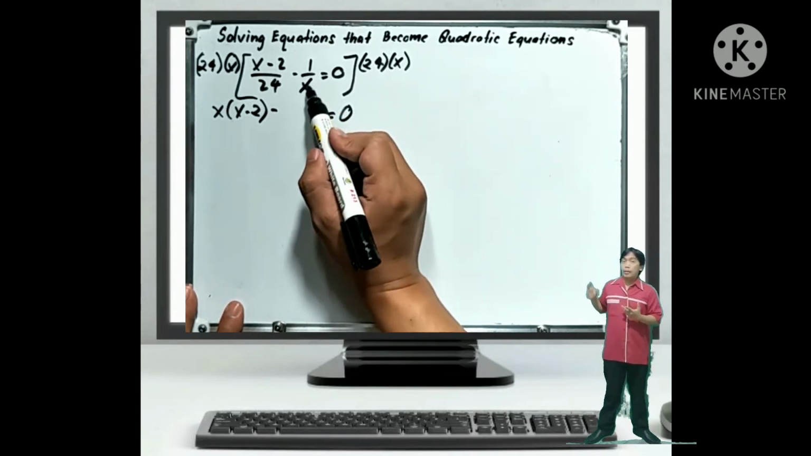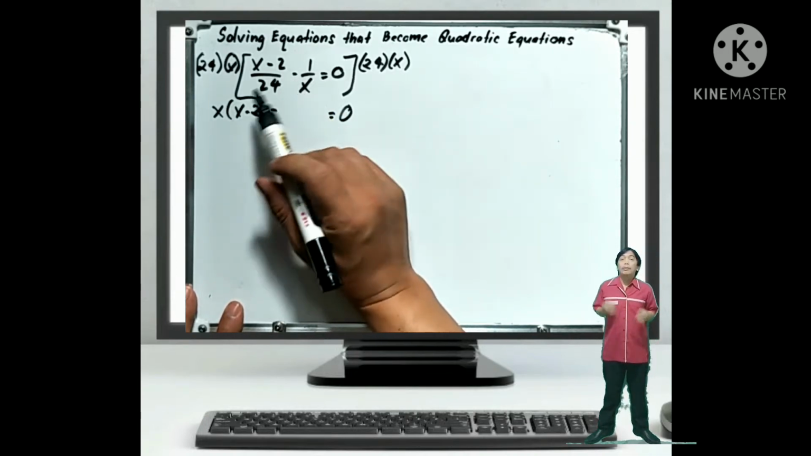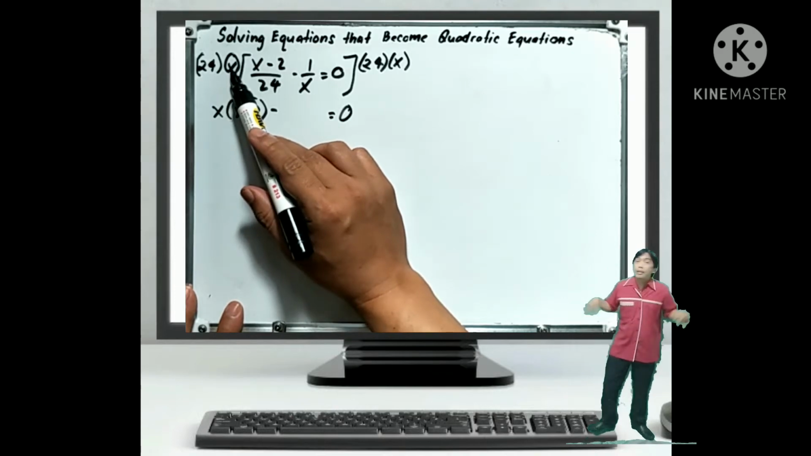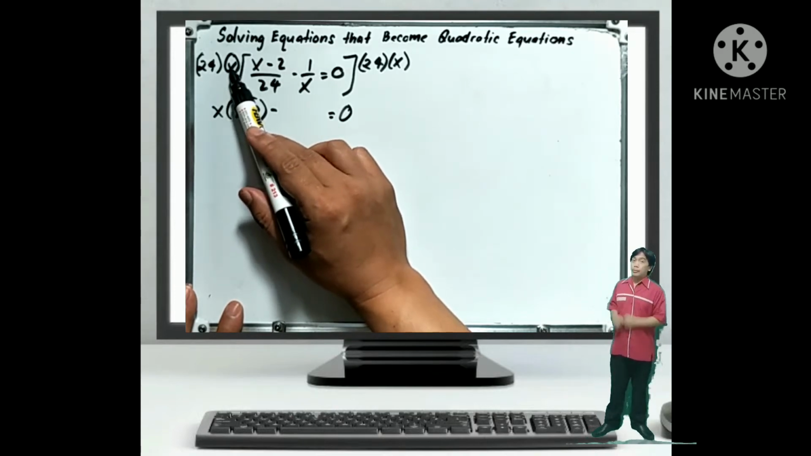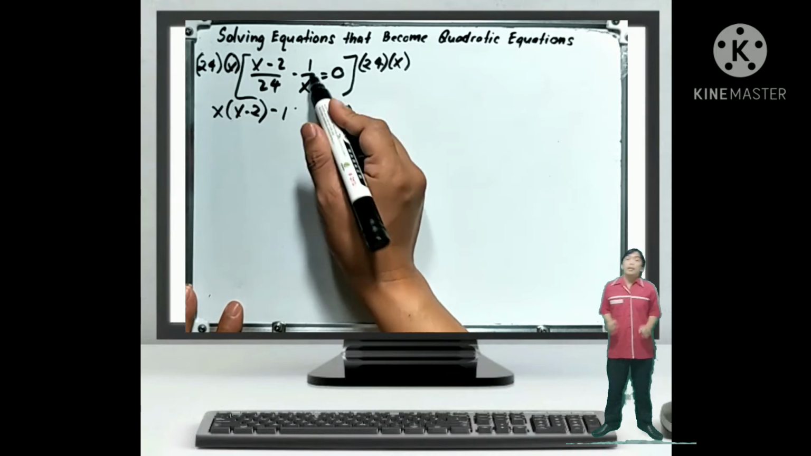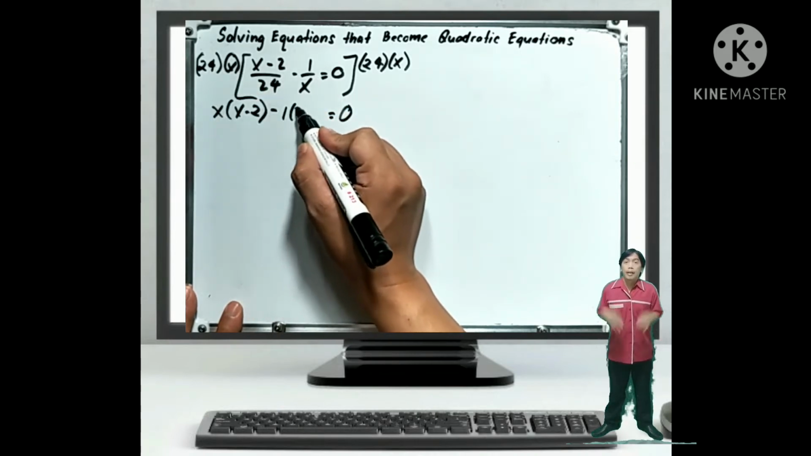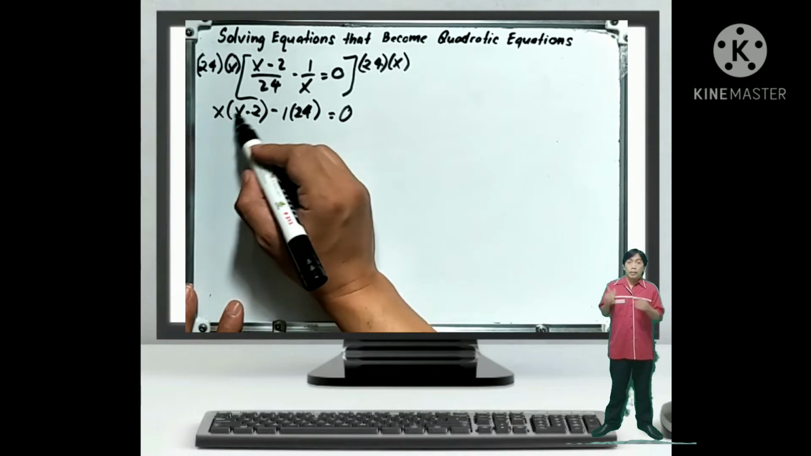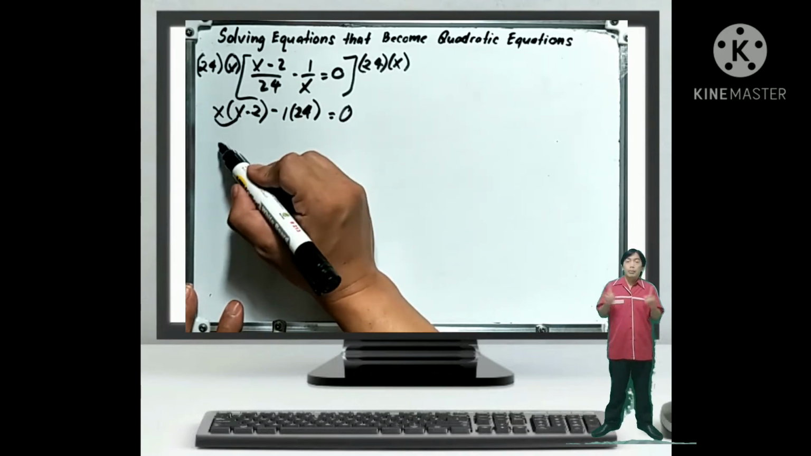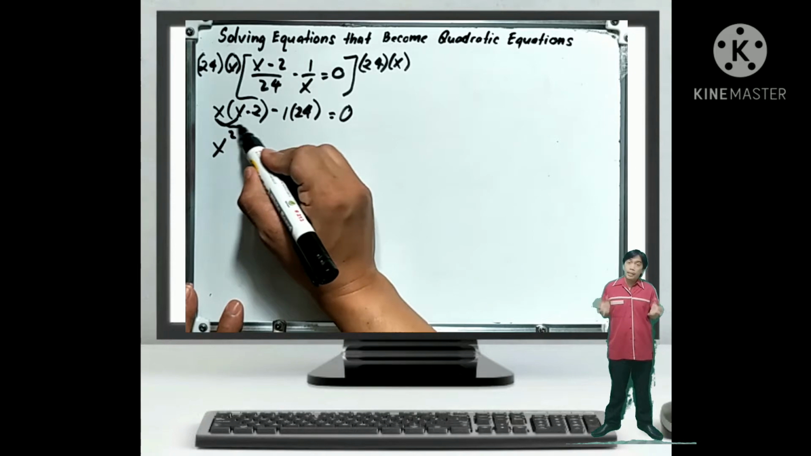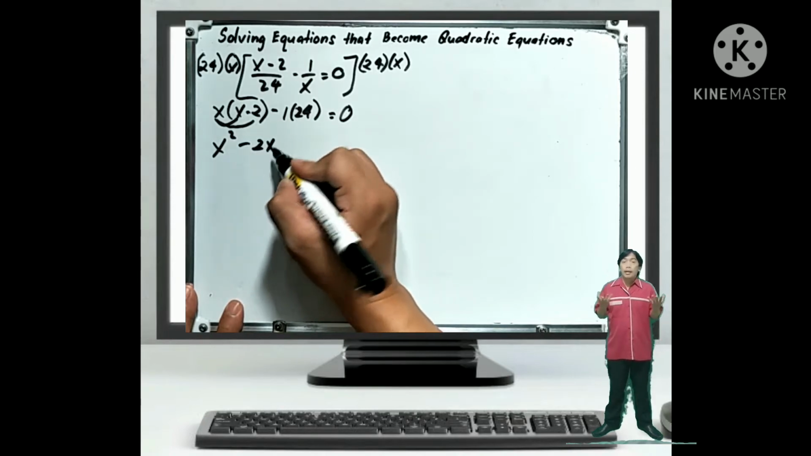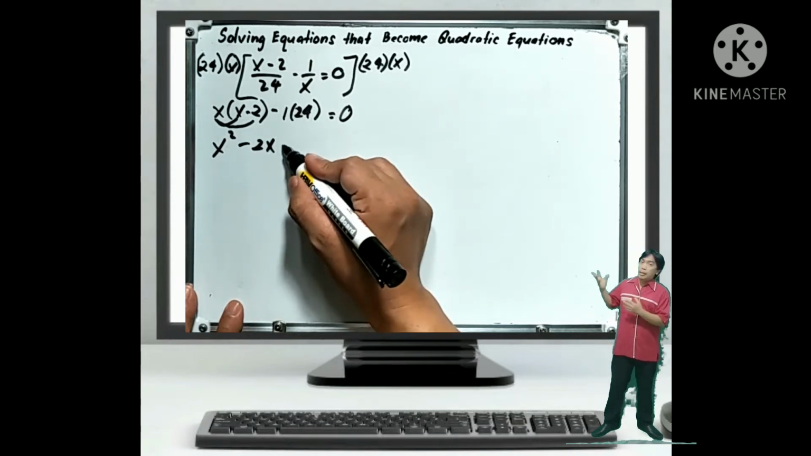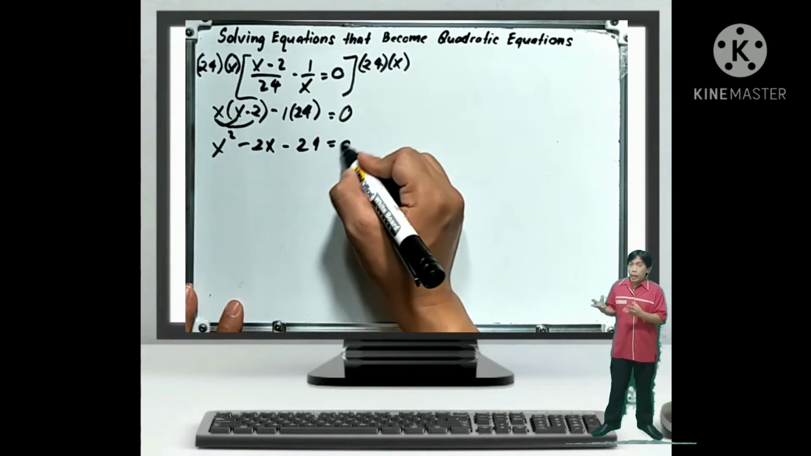Okay, so we have noticed that x is the denominator, then we have here the numerator that we multiply, which is x also. We can cancel it out. So we have 1 here, then we have 24. Okay, let us now try to use the distributive property here. So x times x, that is x squared. x times negative 2 is negative 2x. Negative 1 times 24 is negative 24, is equal to 0.